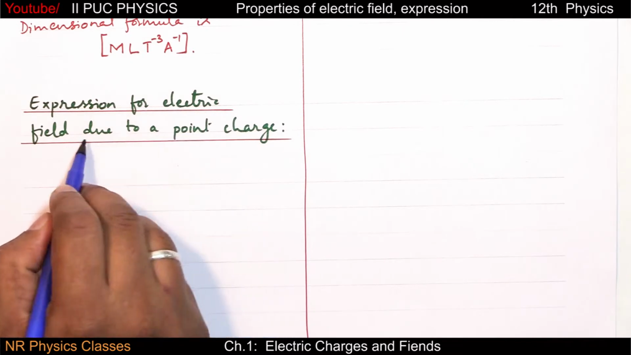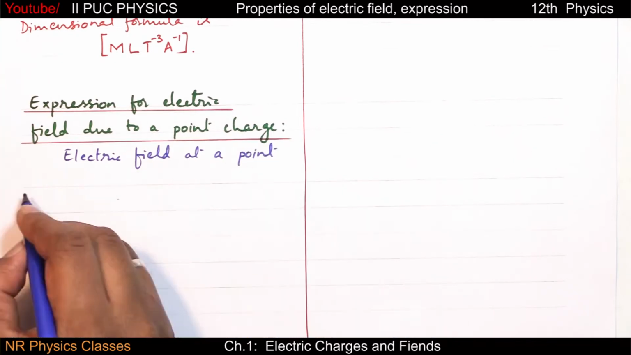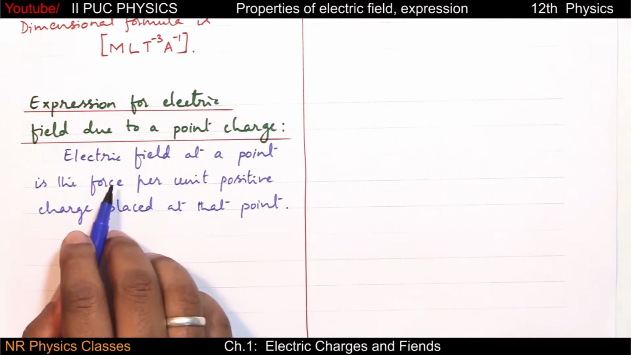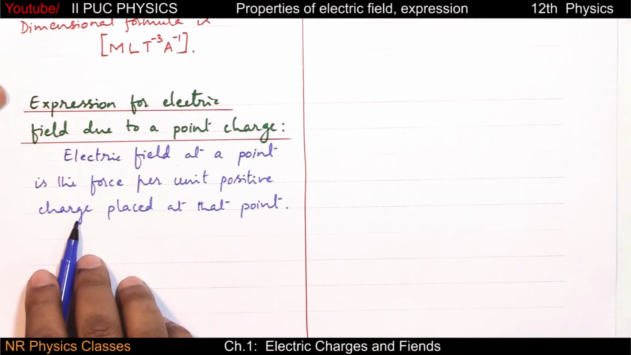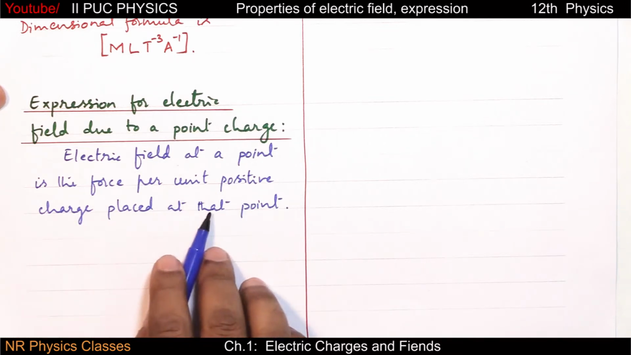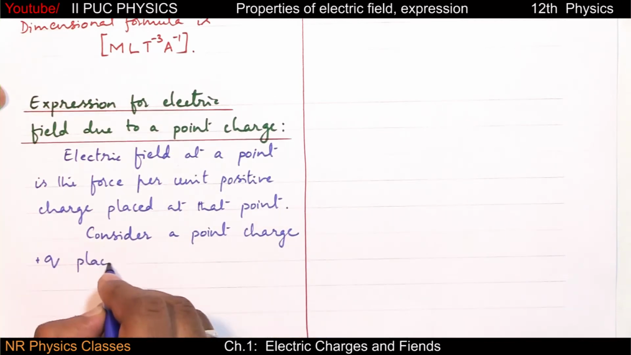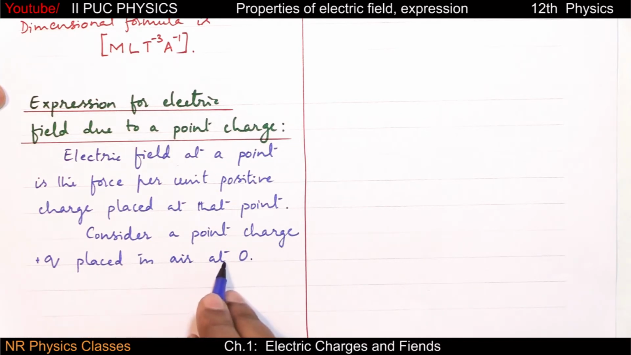Expression for electric field due to a point charge. Electric field at a point is the force per unit positive charge placed at that point. Consider a point charge Q placed in air at O. Why do we consider air or vacuum? Just to make epsilon r equal to 1.